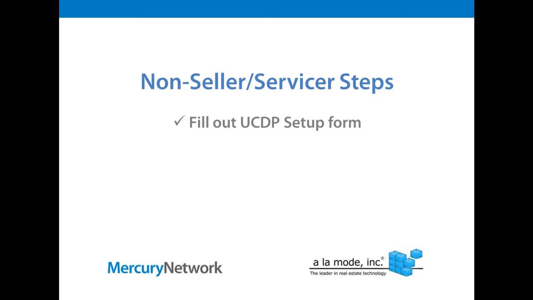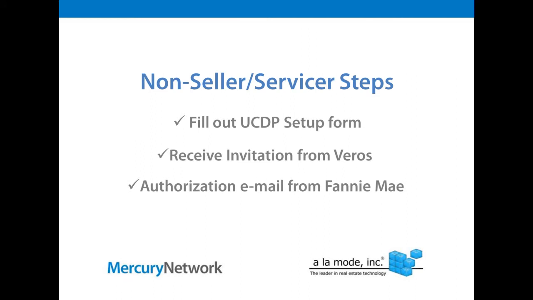Completion of the form will trigger an invitation email from Veros, which contains a unique registration URL to set up your organization with UCDP. That email will be used in the final step of the registration process, and you might wait a few days to receive it. Once it's been completed, you'll then receive an authorization email from Fannie Mae to complete your UCDP self-registration. Open the email and click on the link it contains to complete the UCDP self-registration steps.